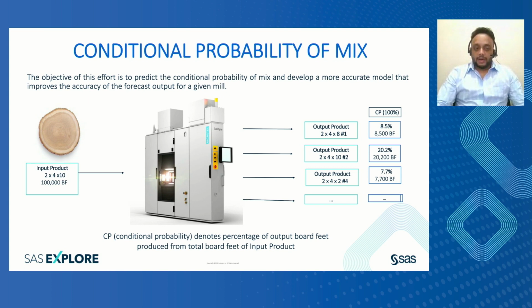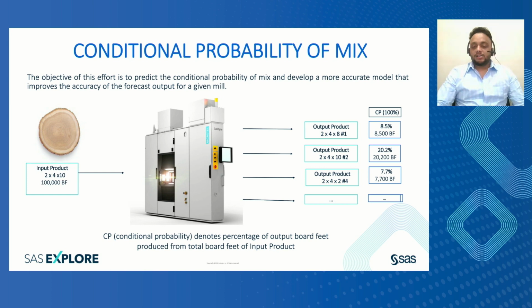Let's say my input lumber is 1 lakh BF, and I'm getting an output product of 2 by 4 by 8 grade 1 having 8500 BF. So my CP will be 8500 divided by 1 lakh BF, which comes to around 8.5%. This is the conditional probability of getting that particular combination of output product from that particular input product.